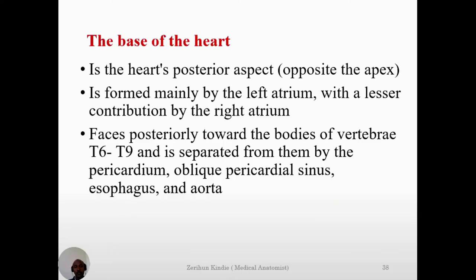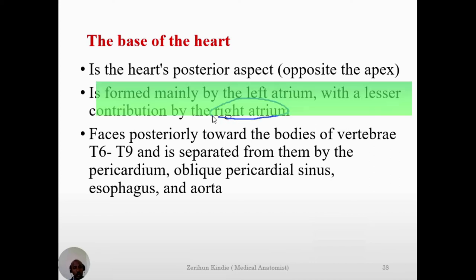The base of the heart is formed mainly by the left atrium and less so by the right atrium. The base of the heart is opposite to the apex. Don't forget that the base of the heart is mainly formed by the left atrium, but there is some contribution from the right atrium.